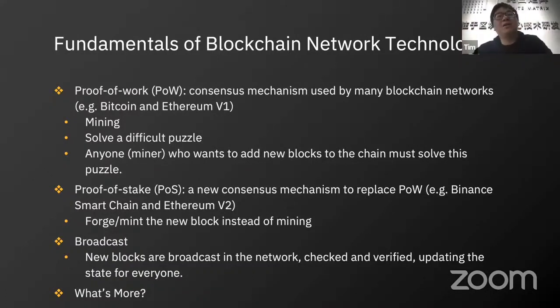But proof of stake solves this problem in a more elegant way: there's always only one node selected by the network to mint or forge the new block. There is some controversy between these 2 consensus mechanisms, but I won't go that deep today, so I will just list these 2 here. After the consensus is created, the new blocks are broadcast into the network, checked, verified, and the status is updated for everyone. That's basically how a new block is generated.